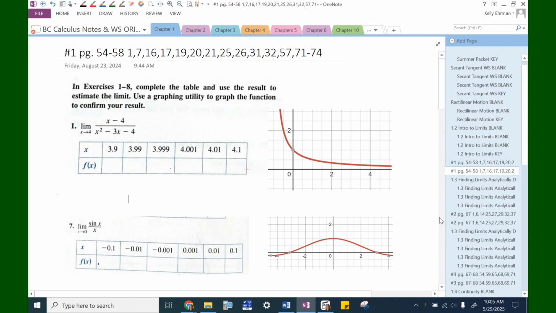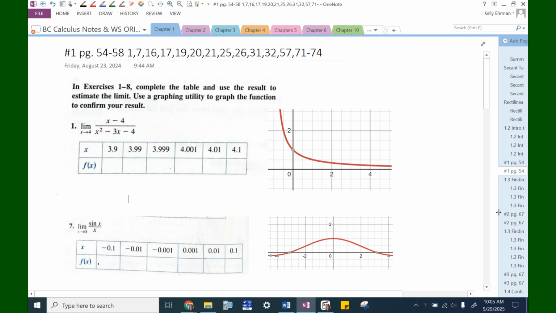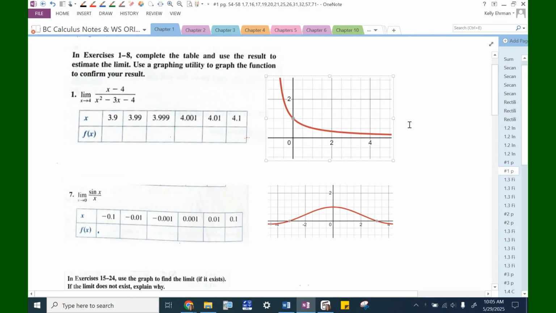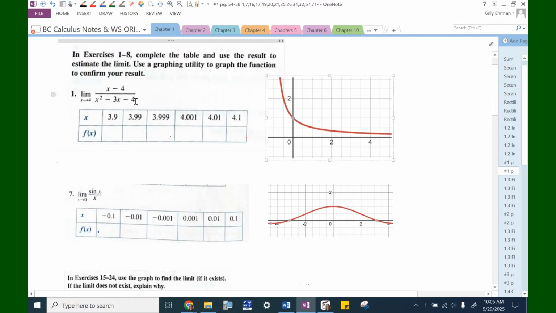All right, this is assignment number 1, and we're just going to practice evaluating limits and looking at them numerically, graphically, analytically. First part says complete the table, use the result to estimate the limit, use a graphing utility to graph the function to confirm your result.